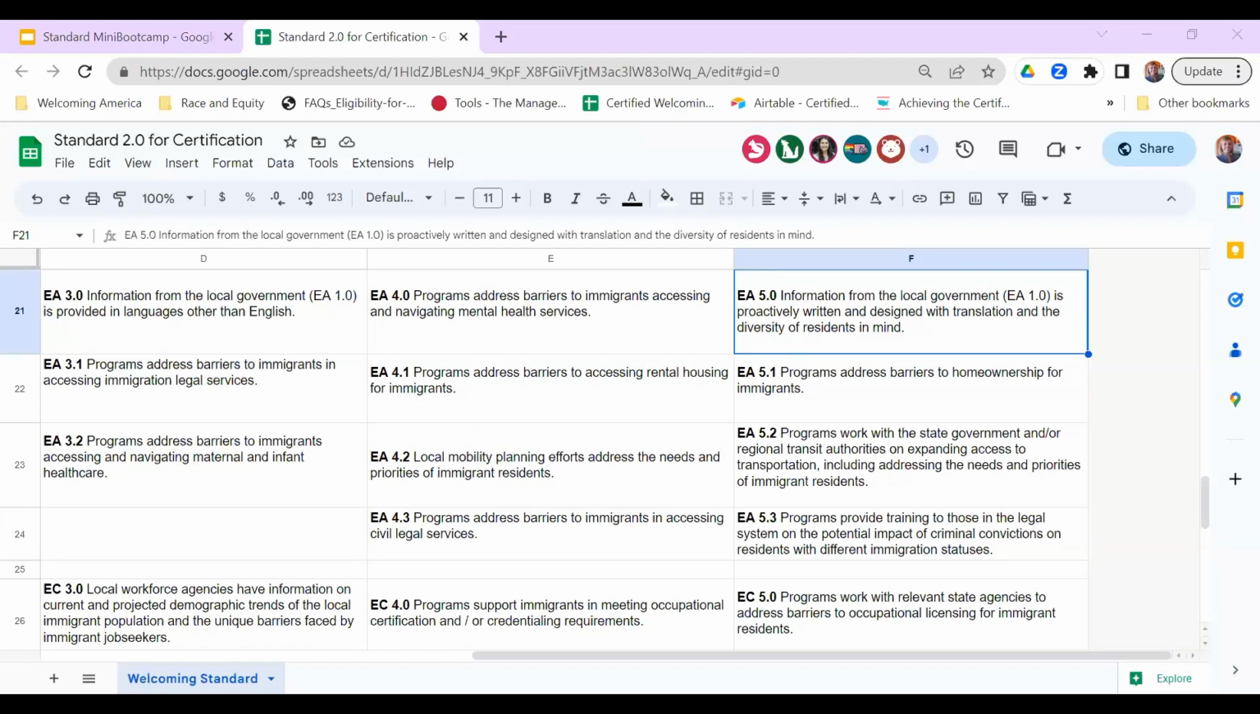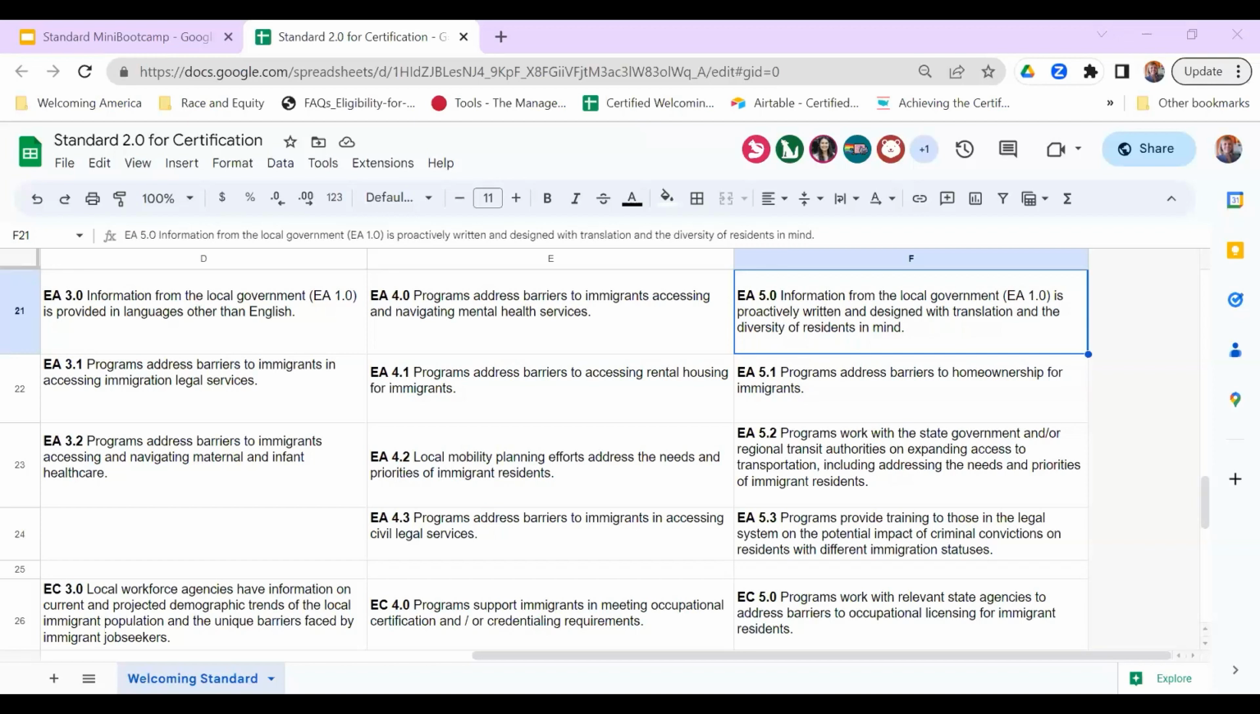All right, so we're moving all the way up to 5-star for equitable access. Here for 5.0, going back to that information from the local government, it is proactively written and designed with translation and the diversity of residents in mind. This is, I would say, a pretty hard criteria to meet. We're thinking about translation and design at the very beginning of creating a document, right? I think oftentimes the document is created in English, and then we say, okay, let's translate it. Okay, now let's think about the pictures we're going to use. Now let's think about the design, right? We're thinking about that all at the beginning as part of the early design process. And I've not seen too many places doing that. So expect that one to be a harder criteria to meet.